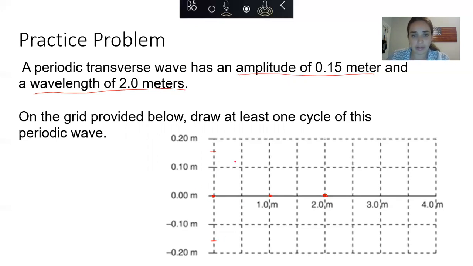Because of the symmetry of waves, I know that my crest is going to be here at this point in between these 2 points. And then my trough is going to be here in between the 1 and the 2 meter mark. So now that I have all of my points, I can connect the dots by drawing. So I start here at my origin, I curve up, reach my crest, come back down through the 1 meter mark to the trough and back up. So then that is my wave.